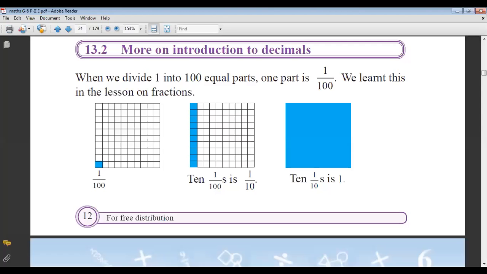I hope you have watched the part 1 decimal video, and this is the part 2 video on decimals. More on introduction to decimals.